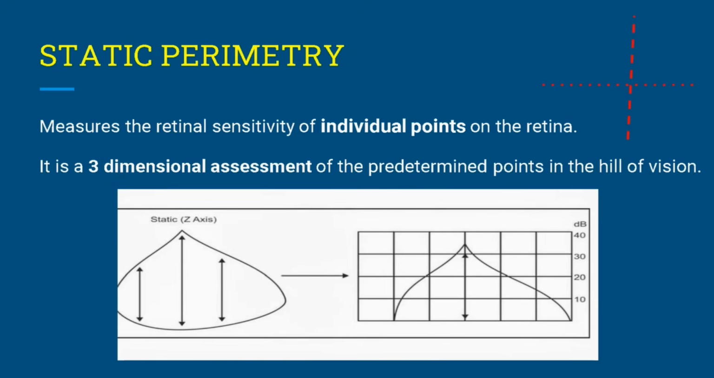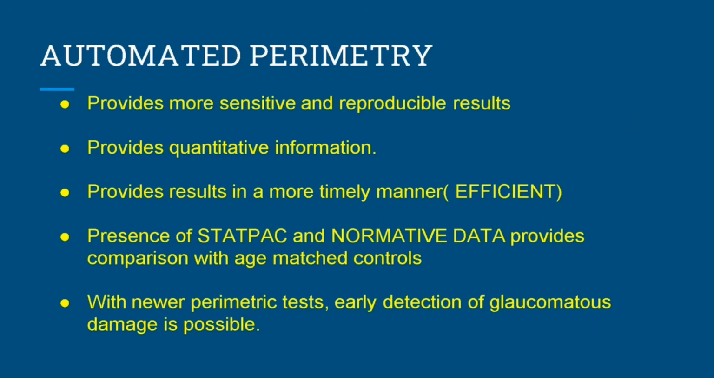A static perimetry gives us a three-dimensional assessment of the predetermined point in the hill of vision. That means not just the x and y axis, we get the depth of retinal sensitivity along the z axis also. In the present era, we have automated perimeters which provide us more sensitive, reproducible, and efficient information.